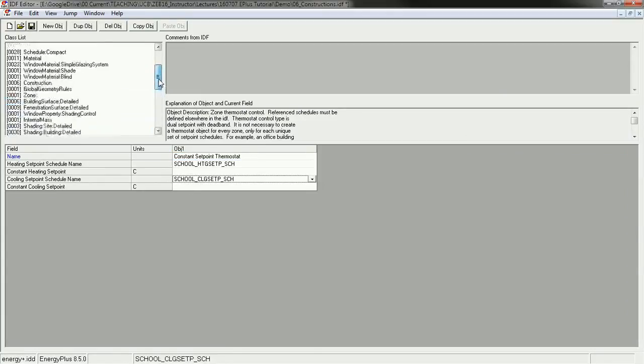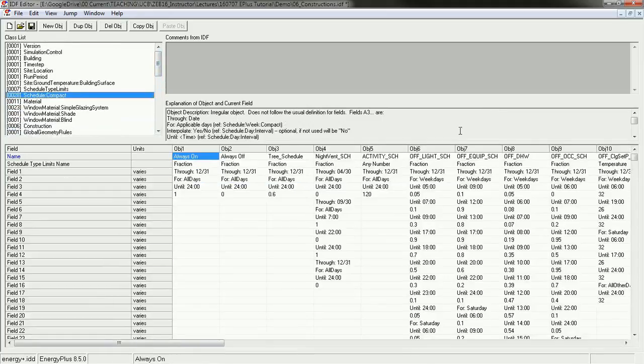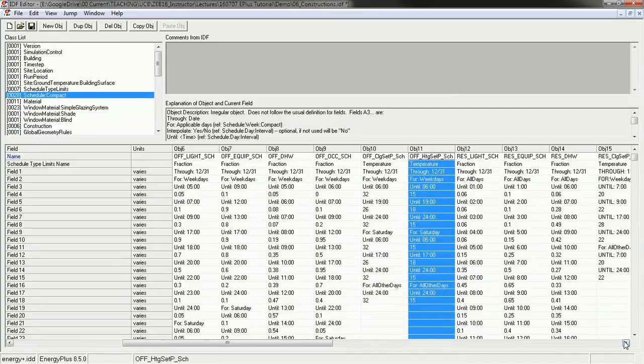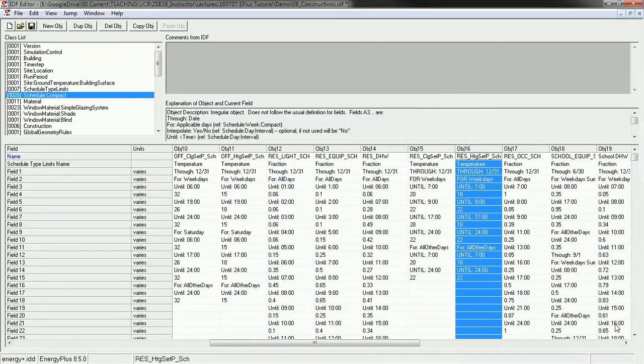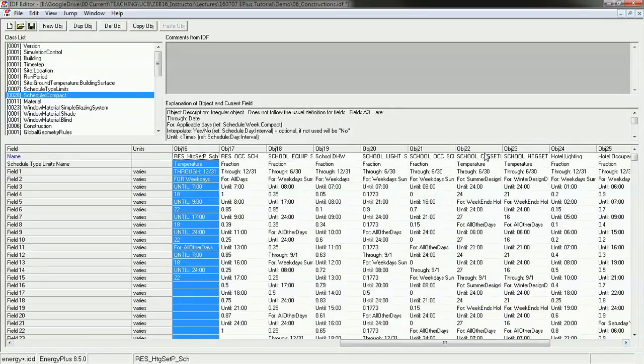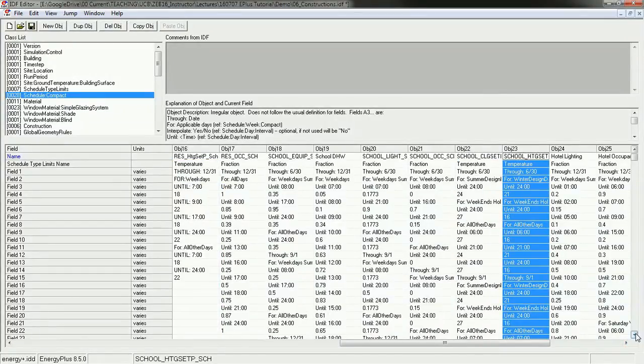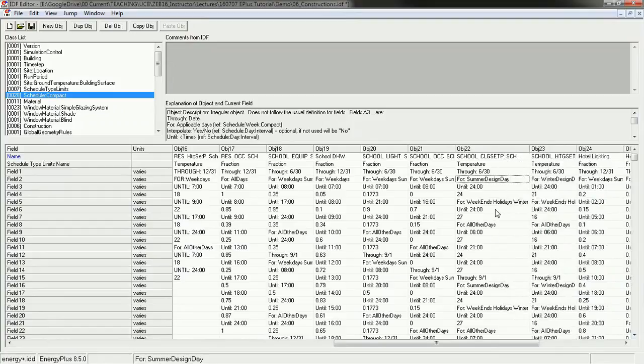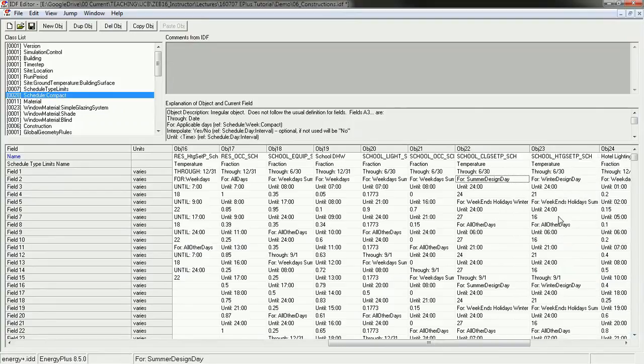So by now you know to go up to the schedule compact and you can find the schedules for heating and cooling. Here's the office schedule and residential schedules, and let's see if we can find the school schedules here. Notice that in the school schedules it's actually got a summer design day which you can ignore and a winter design day which you could ignore. There's also weekends and holidays and all other days. So all other days would include all the weekdays.